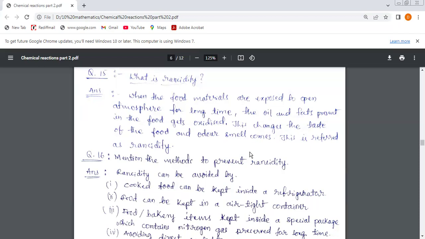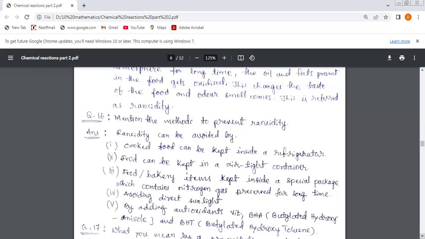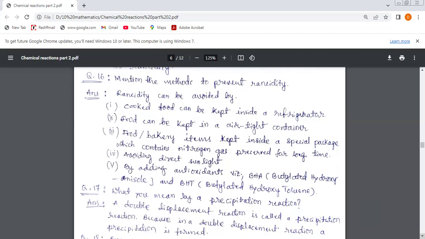So it's because of rancidity. This phenomenon is called rancidity, and we should avoid it. Mention the methods to prevent rancidity. Rancidity can be avoided in the following ways.